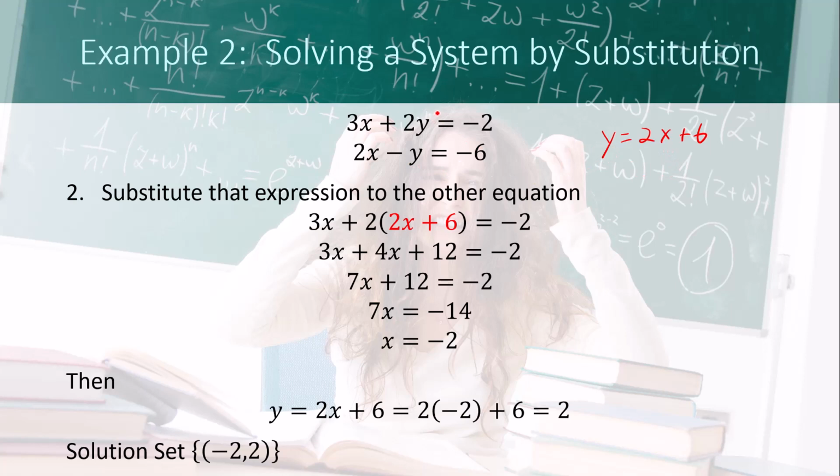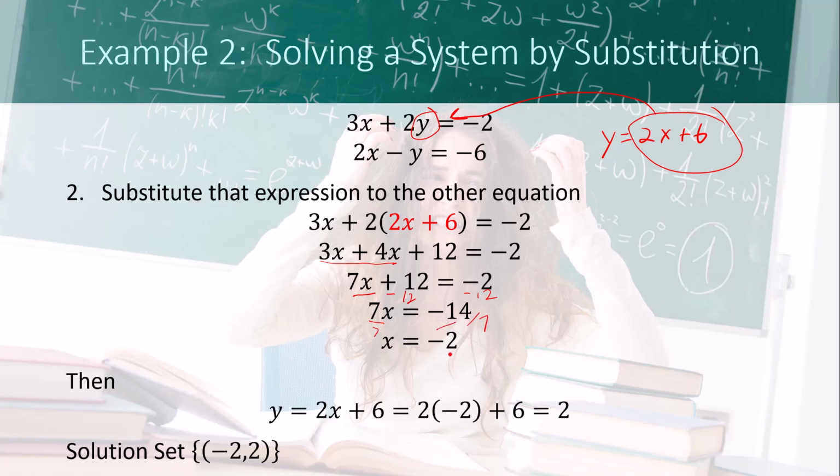So in the first equation, wherever I see a y, I'm going to replace it with this. That's what I did here. And that's also what I did here. And then we just go ahead and we simplify. 2 times 2x, using distributive property. 2 times 2x, 4x. 2 times 6, 12. Now I have like terms, 3x plus 4x. They can combine to 7x. And then I have 7x plus 12 is equal to negative 2. I can subtract 12 from both sides. Then I will have 7x is equal to negative 14. Divide both sides by 7.